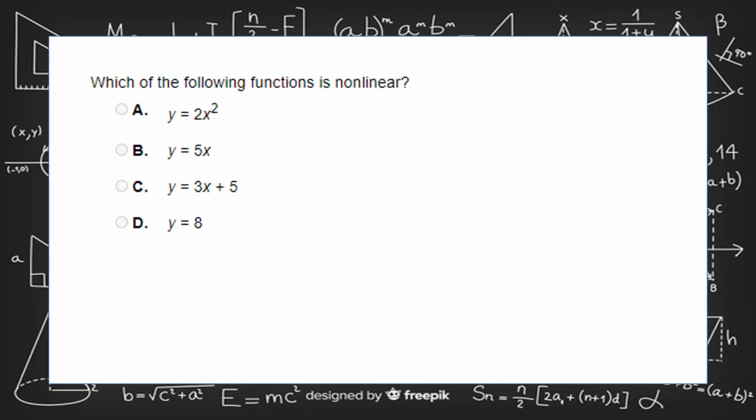Which of the following functions is nonlinear? So remember, nonlinear have either the square root of x, divided by x, or x to some power. Usually it's squared. Sometimes you see third, fourth, fifth, sixth, whatever. So I'm looking, this one here has 5x. That's not square root of x divided by x or x raised to some power. C is not as well. D is not as well. But I see that A does have a power there, which means that it is nonlinear.